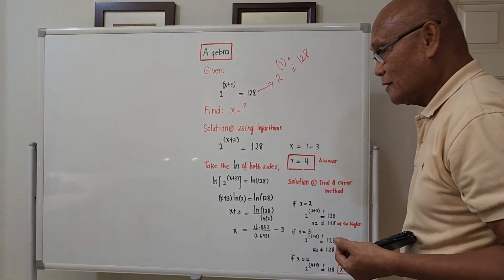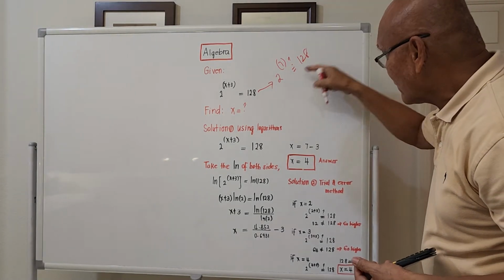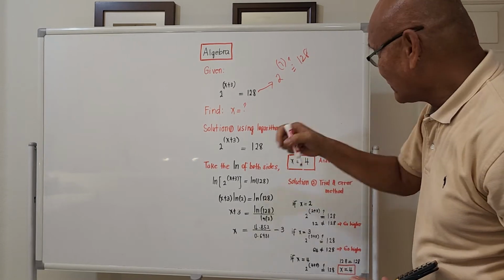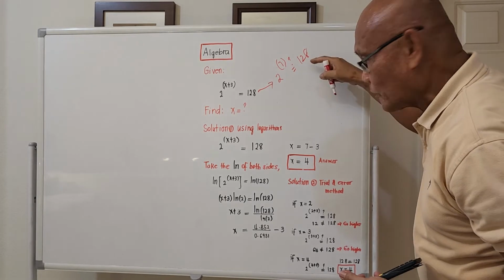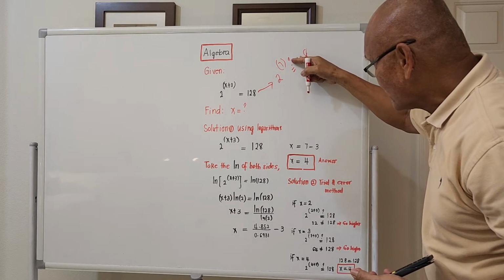It is something like that. This is where the trial and error solution emanates. Assume a value of x and pray to God that the resulting value of the left hand side will be equal to 128. That's why I place it here. There is a question mark.